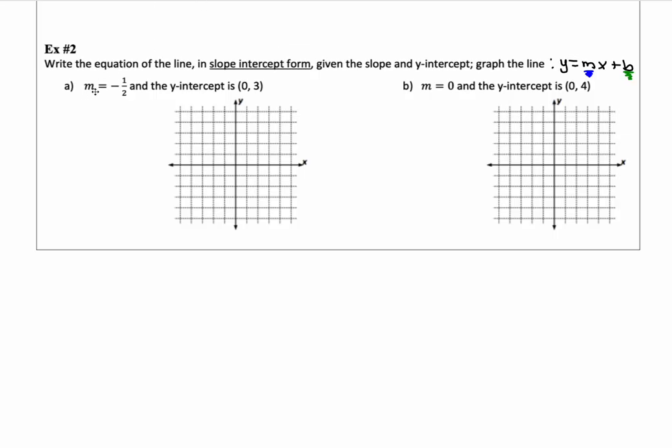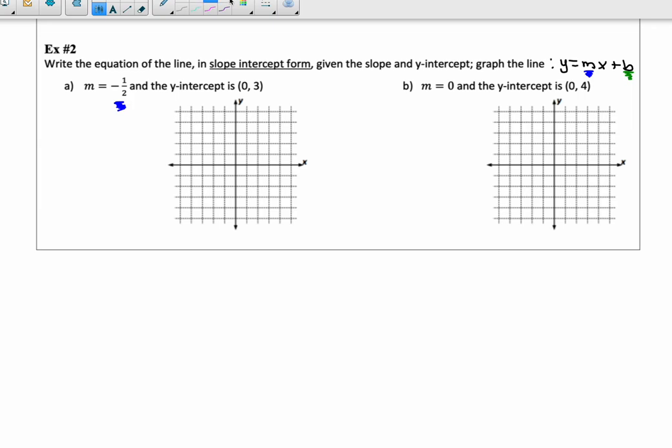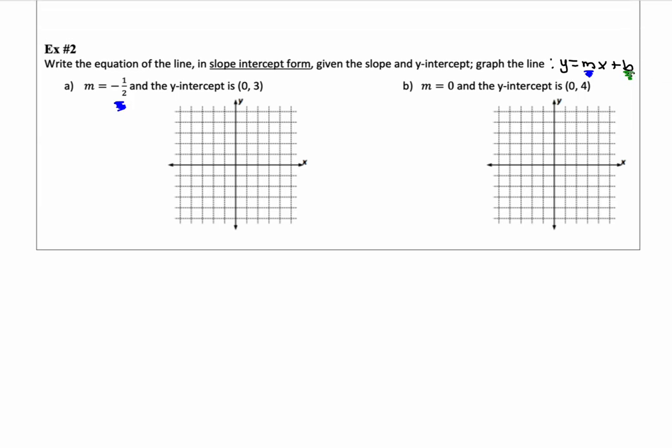So our first problem says m is equal to -1/2 and the y-intercept is (0, 3). So m is our slope. That means that the m is the -1/2. And then the y-intercept of (0, 3). The b value is the y value of the y-intercept. So the y-intercept is x is 0 and the y is 3. So that will be our b value.